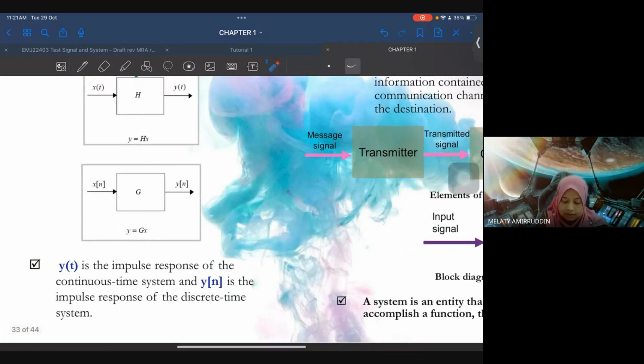Okay. y(t) is the output of the CT system. This one is already explained. y(n) is for the discrete signal.